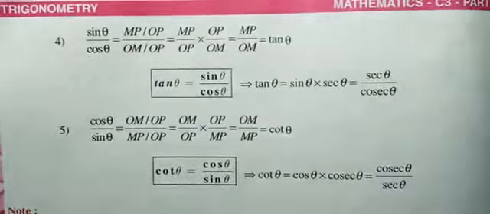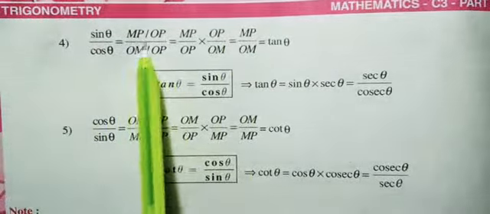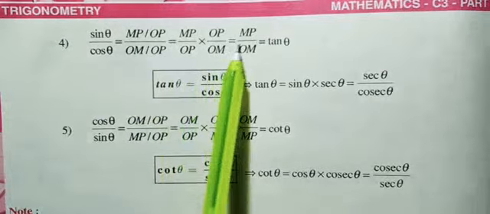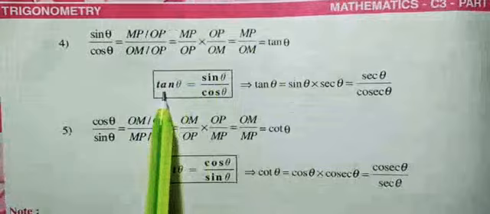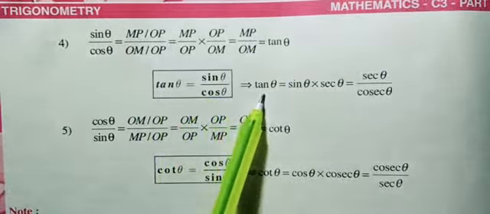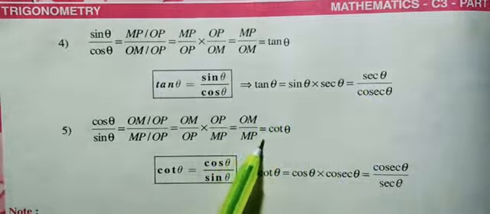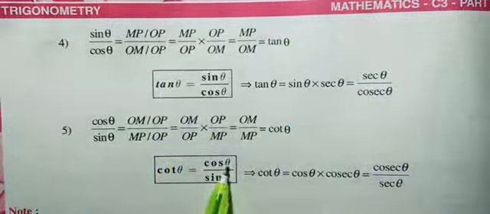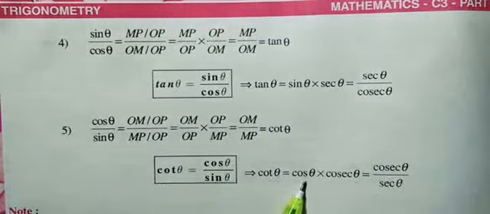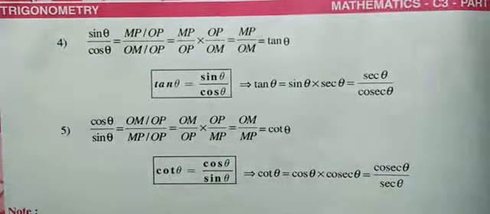Again sin theta by cos theta is equal to MP by OP, this calculation is given here. So finally it comes, MP by OM is equal to tan theta. So tan theta is equal to sin theta by cos theta. So tan theta is equal to sin theta into sec theta, that is sec theta by cosec theta. So these are the relations. Again another relation is given here. Cot theta is equal to cos theta divided by sin theta. Cot theta is equal to cos theta into cosec theta, that is cosec theta by sec theta. Next move to another theorem.